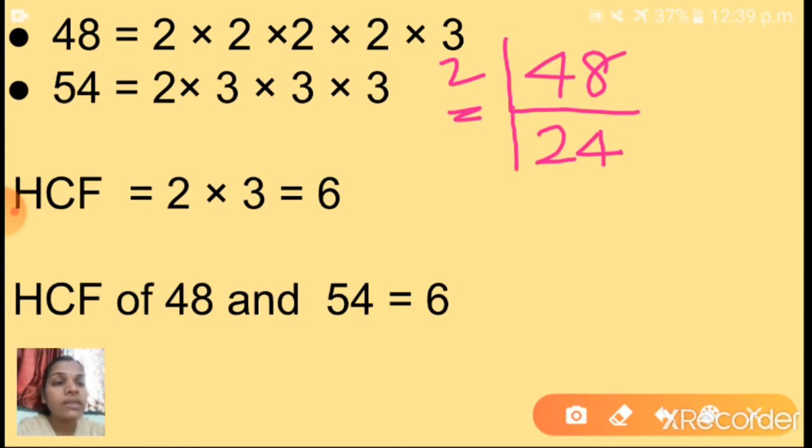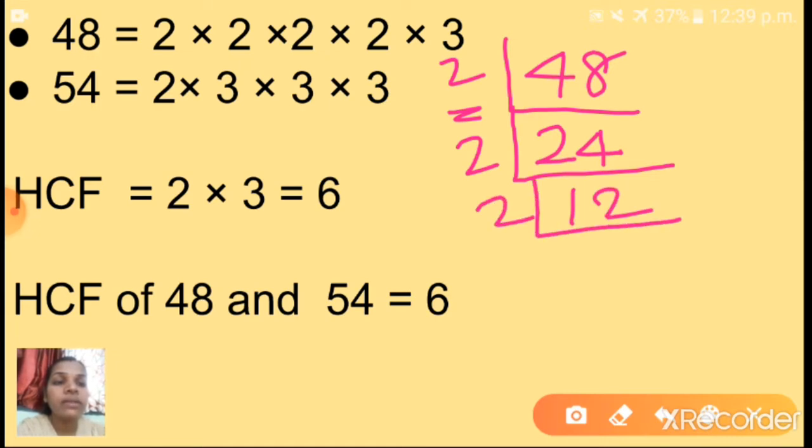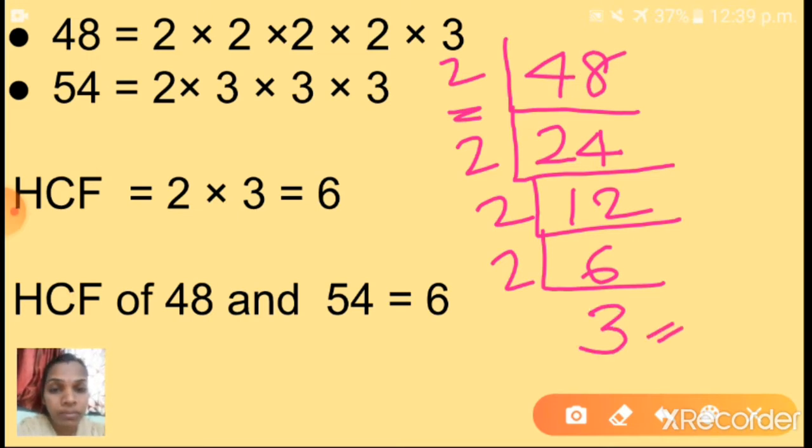Okay, and again 24 is what? Yes, it is even number. So again here which will come? 2 will come. How many 2's are 24? 12 2's are 24. Again here which number will come? 2 only will come, because 12 is even number, isn't it child? See here, how many 2's are 12? 6 2's are 12. And again here 6 is even number. So 2 only will come. How many 2's are 6? 3 2's are 6.